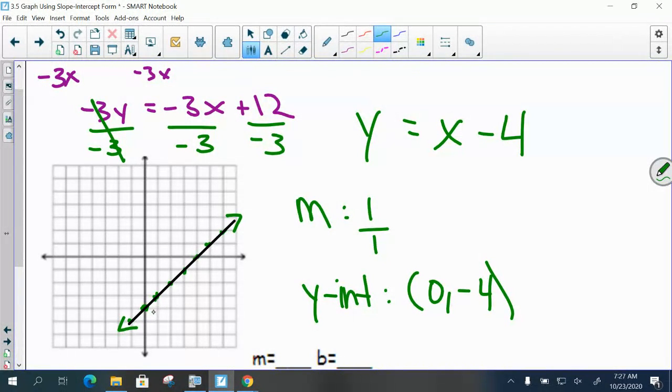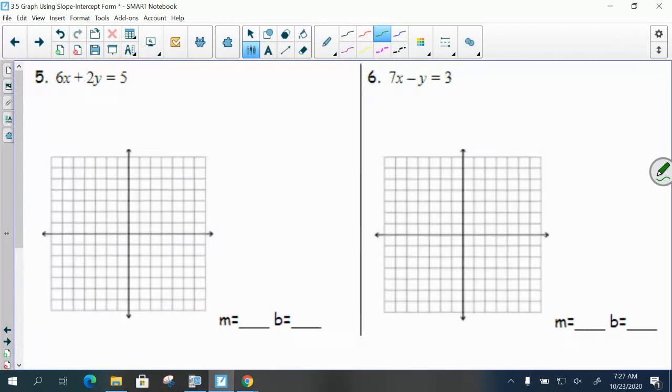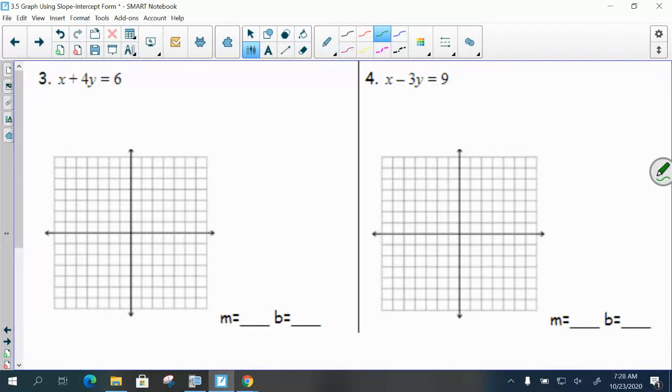All right. So at this point, I think you have enough examples. Maybe we'll do just one more quick one. How about number 4? So number 4, first move the x term over, because right now it's in standard form. We want to get it in slope-intercept form. So then we would have negative 3y equals negative x plus 9. Okay, now divide everything by negative 3.